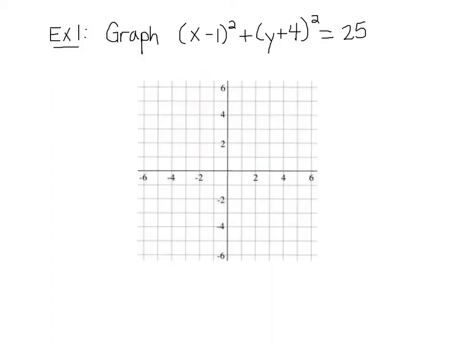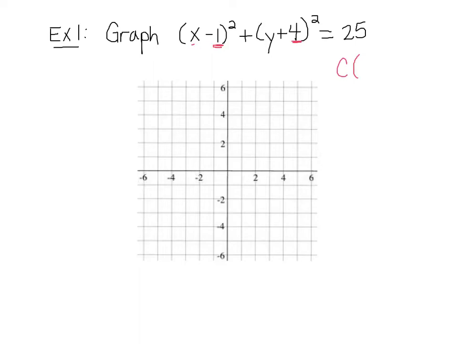Okay, so let's look at our first example. It says graph (x minus 1) squared plus (y plus 4) squared equals 25. So the first thing that we're going to do is write down what our center is and what our radius is. For the center, you're always going to take the opposite of these numbers, and make sure that the first number you write down is with the x value, because sometimes they rearrange them.